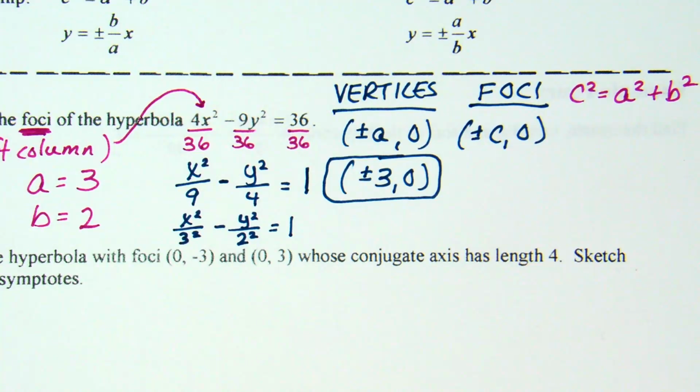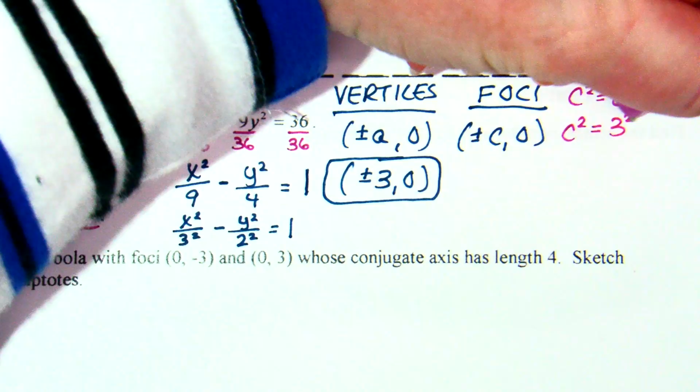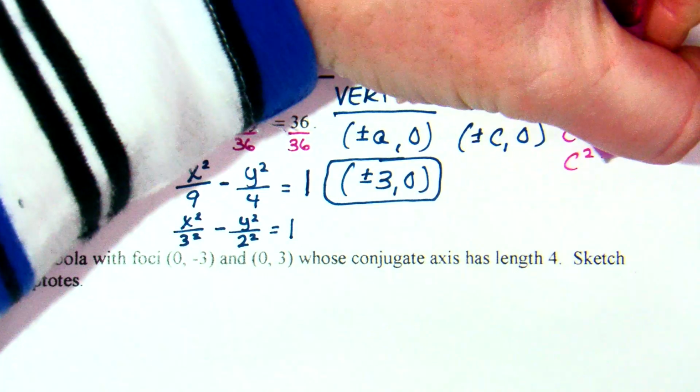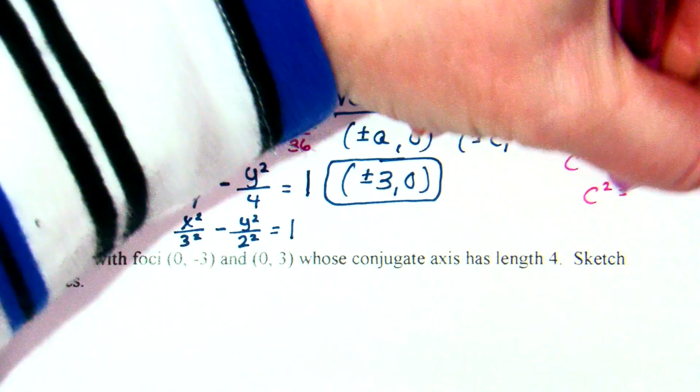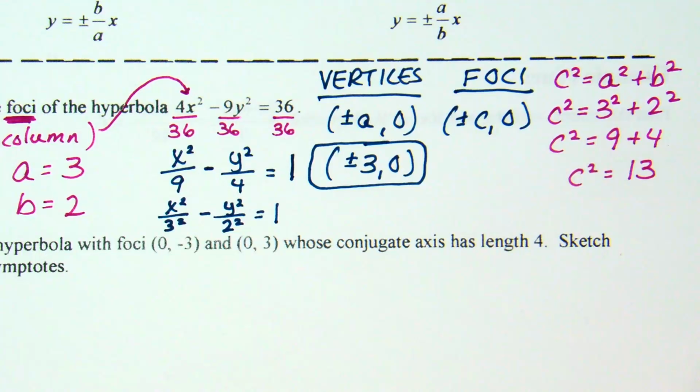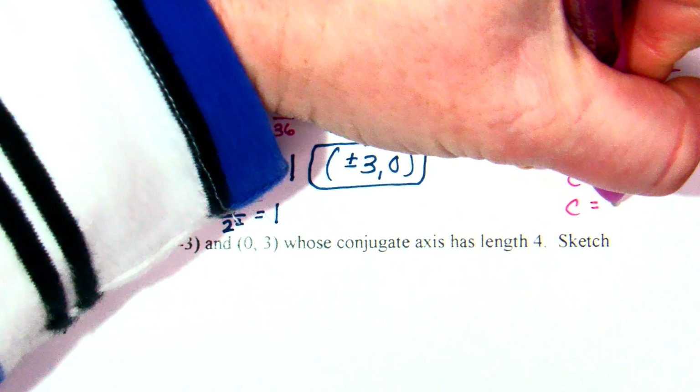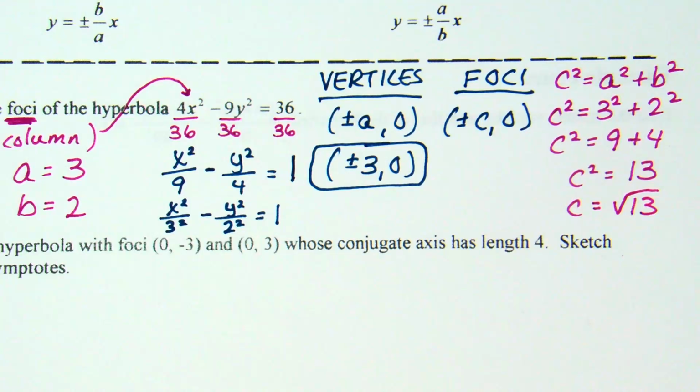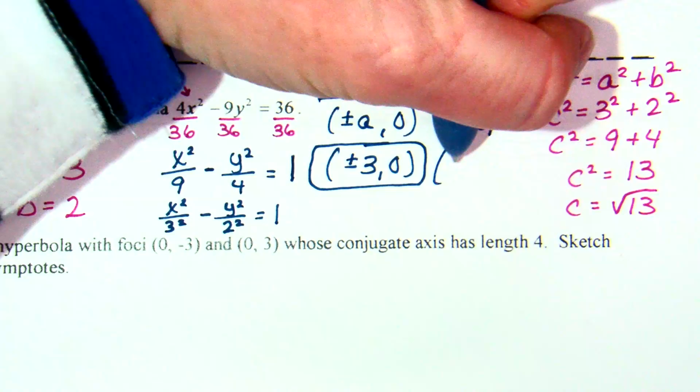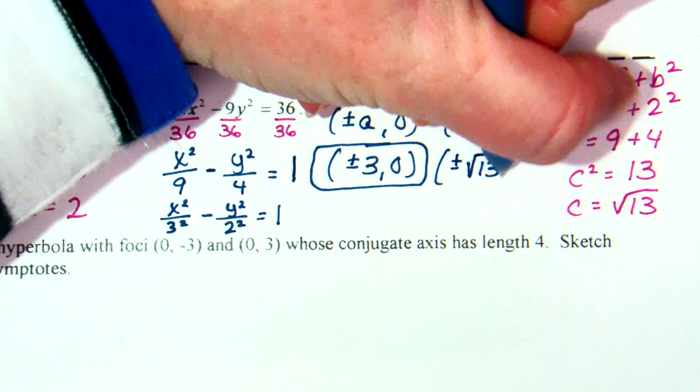So, let's see. C squared equals 3 squared plus 2 squared. 9 plus 4. C squared is 13. If C squared is 13, what is C? Square root of 13. So what are my foci? Plus or minus square root of 13, comma 0.